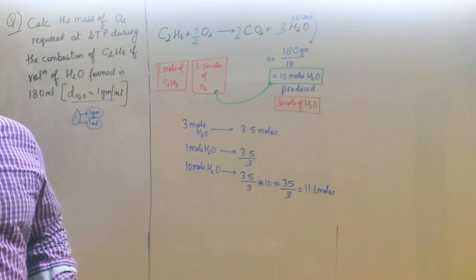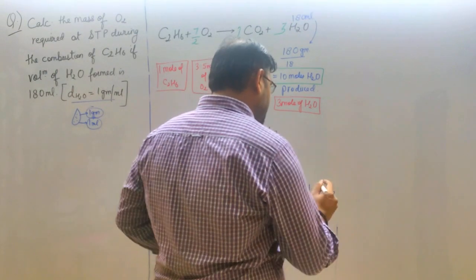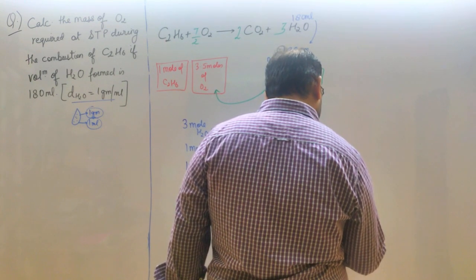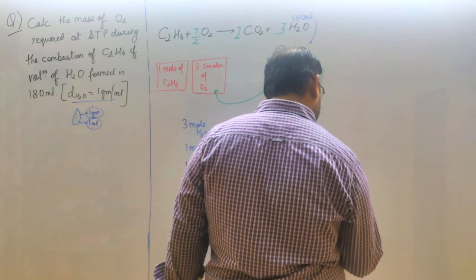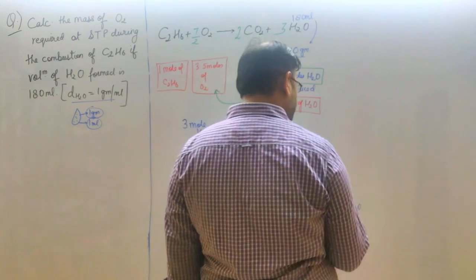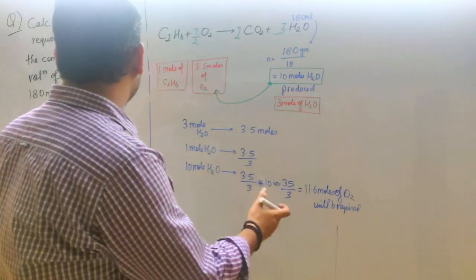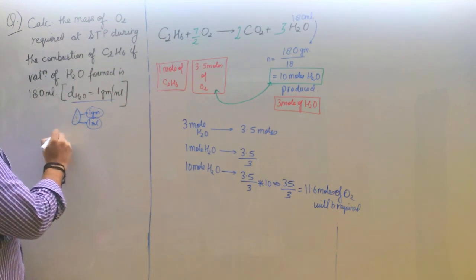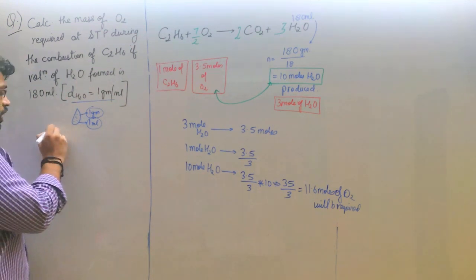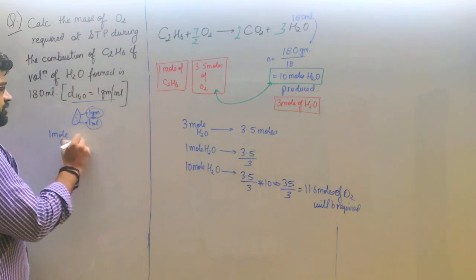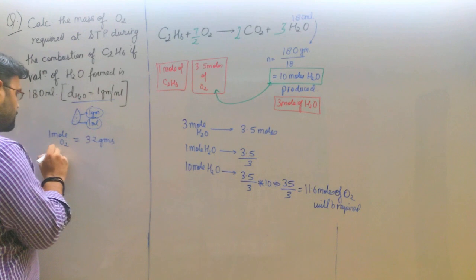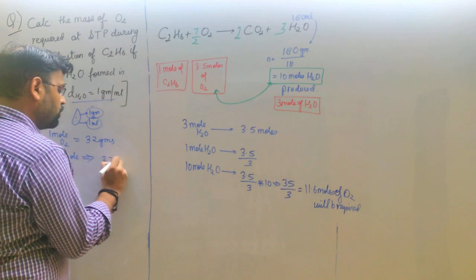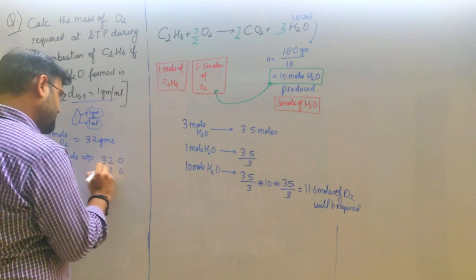Of oxygen. So what will be the mass of oxygen? See, 11.6 moles of oxygen will be required for production of 10 moles of H2O. So you have to tell the mass of 11.6 moles of oxygen. Okay, so 1 mole of oxygen weighs 32 grams. So 11.6 moles will weigh 32 into 11.6.